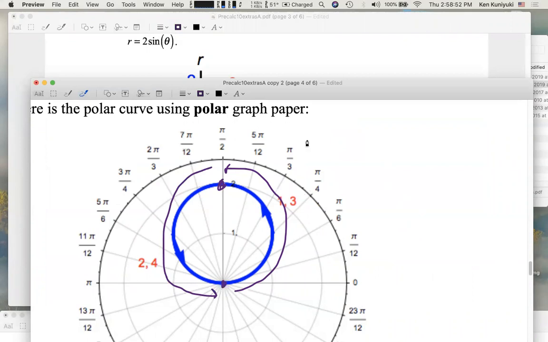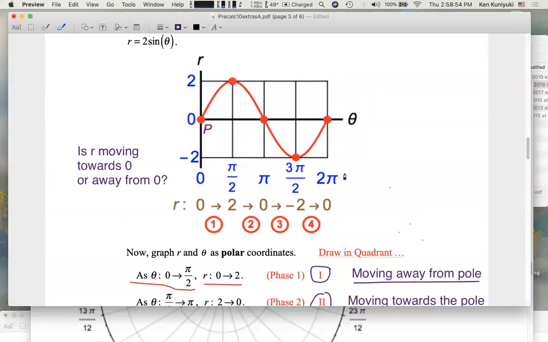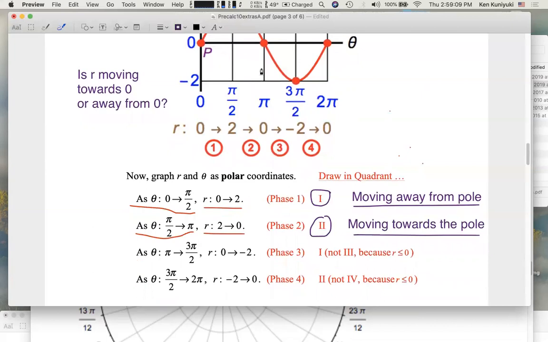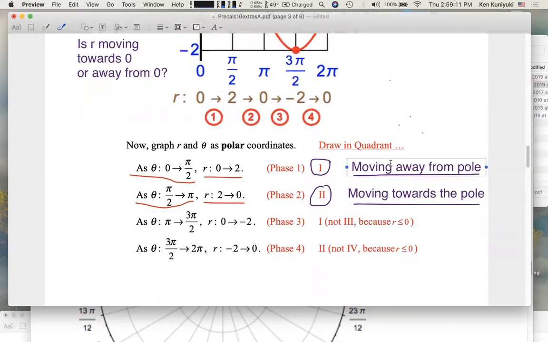All right. Now, actually, I claimed that we're done. But let's see why that is. Let's verify that. Let's go through phase 3 now. As theta goes from pi to 3 pi over 2, R is going from 0 to negative 2. We're moving away from the pole. R is moving away from 0.